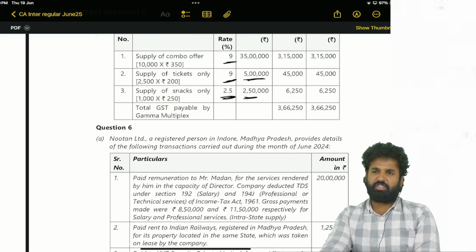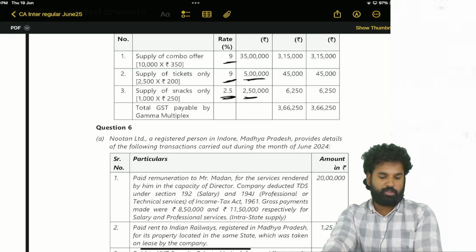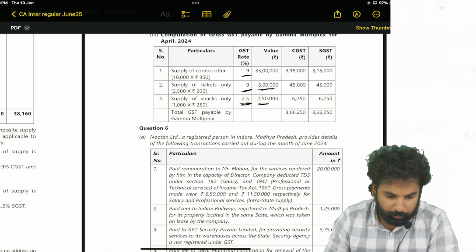Okay, why is it CGST, SGST? Exhibition to exhibition only, no? Exhibition, then place where event is held.